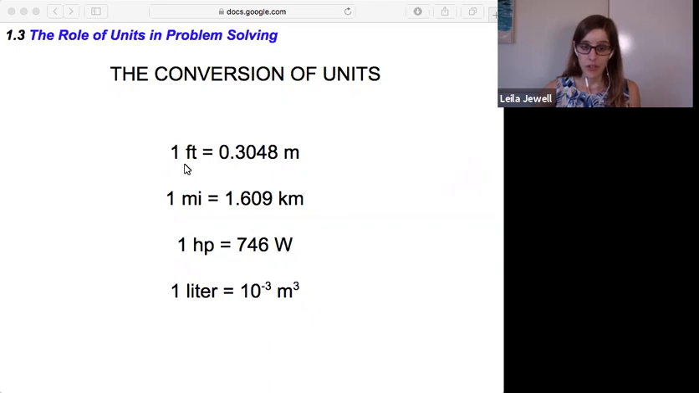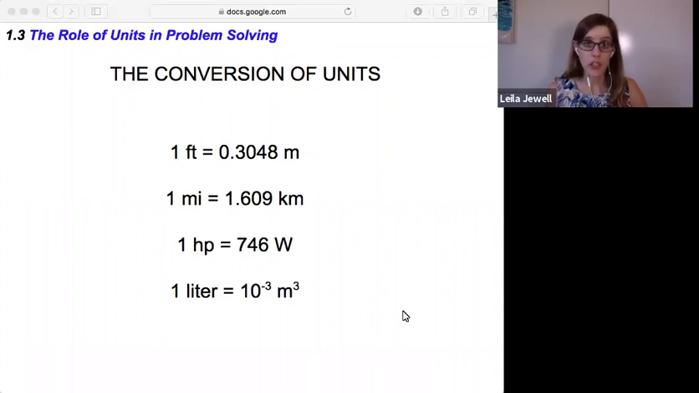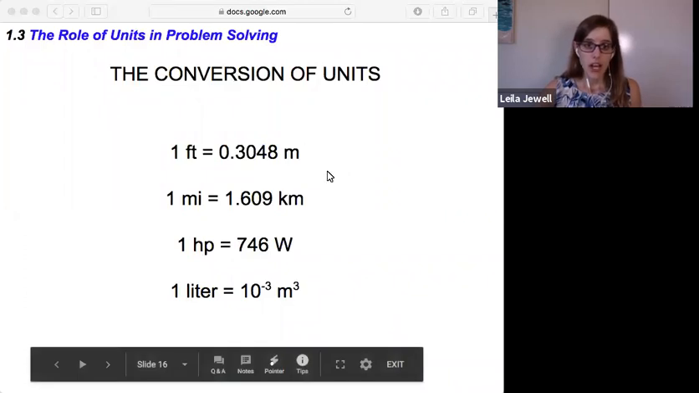And in order to do that, we have a conversion: 1 foot is 0.3048 meters, a mile is 1.609 kilometers. There's horsepower to watts, and a liter to cubic meter, which is a really convenient one, right? Notice it's very precise, which is really great. These are things you don't have to have memorized. They'd be provided to you on the exam. You just have to know to look them up, that this is a resource that you have in order to convert said units. So how do we use these equal relationships in order to convert our units?